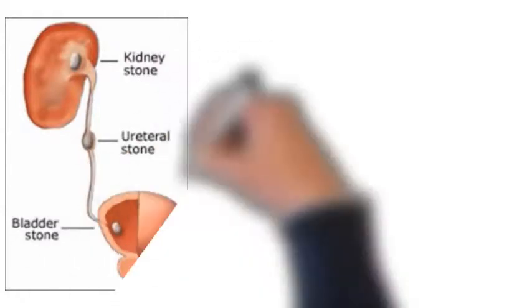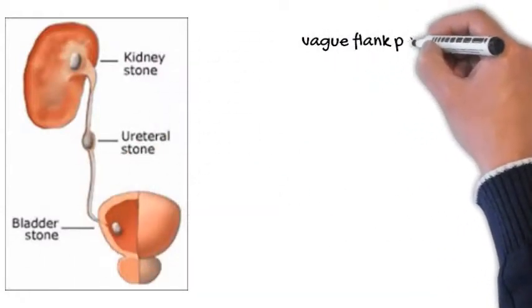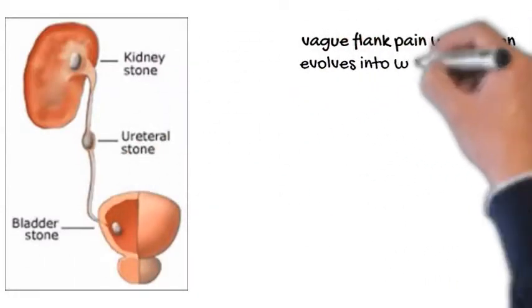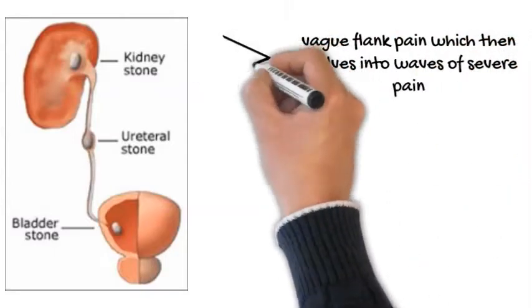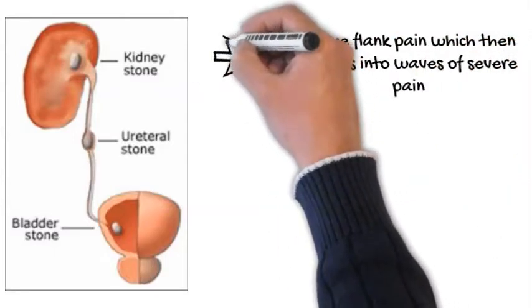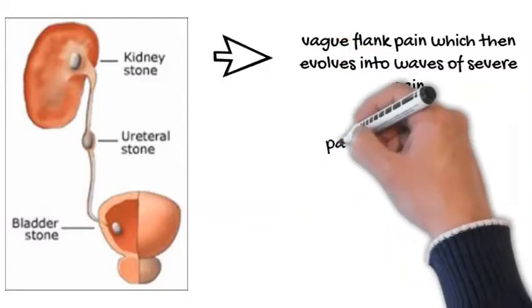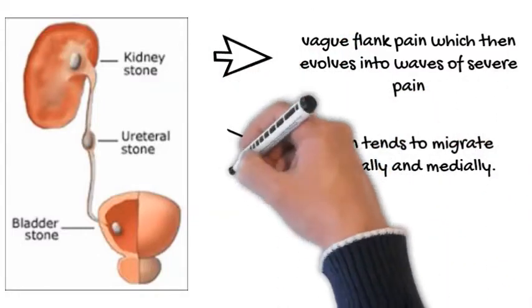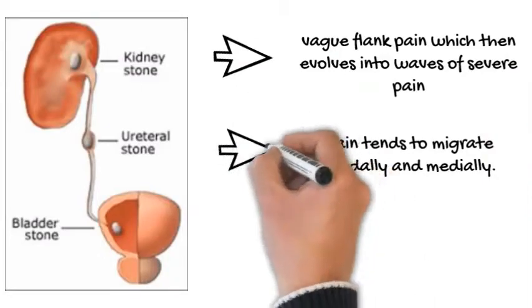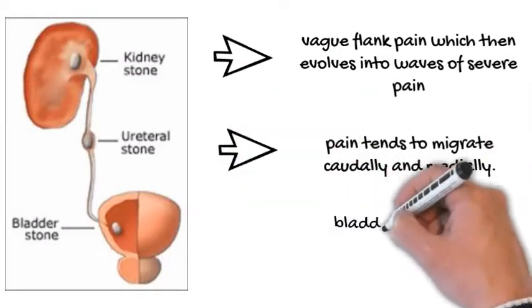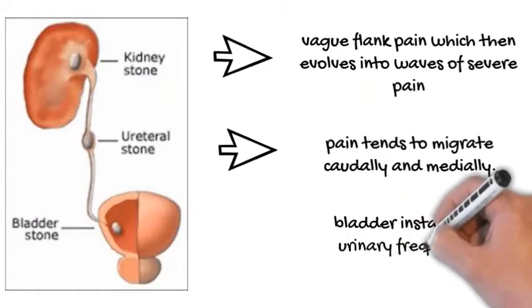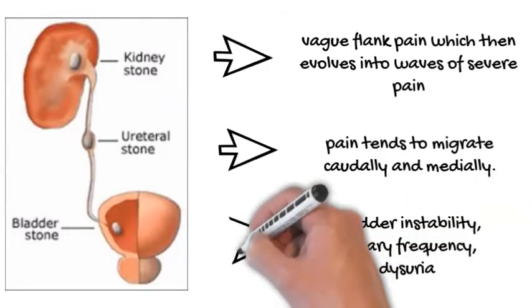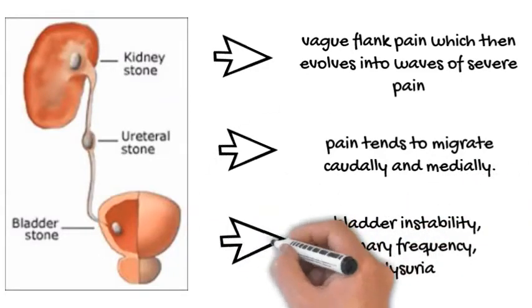The pain of renal colic often begins as vague flank pain which then evolves into waves of severe pain. It is generally believed that a stone must at least partially obstruct the ureter to cause pain. As the stone progresses down the ureter, the pain tends to migrate caudally and medially. Distal ureteral stones may be manifested by bladder instability, urinary frequency, dysuria or pain radiating to the tip of the penis, or the labia or vulva.